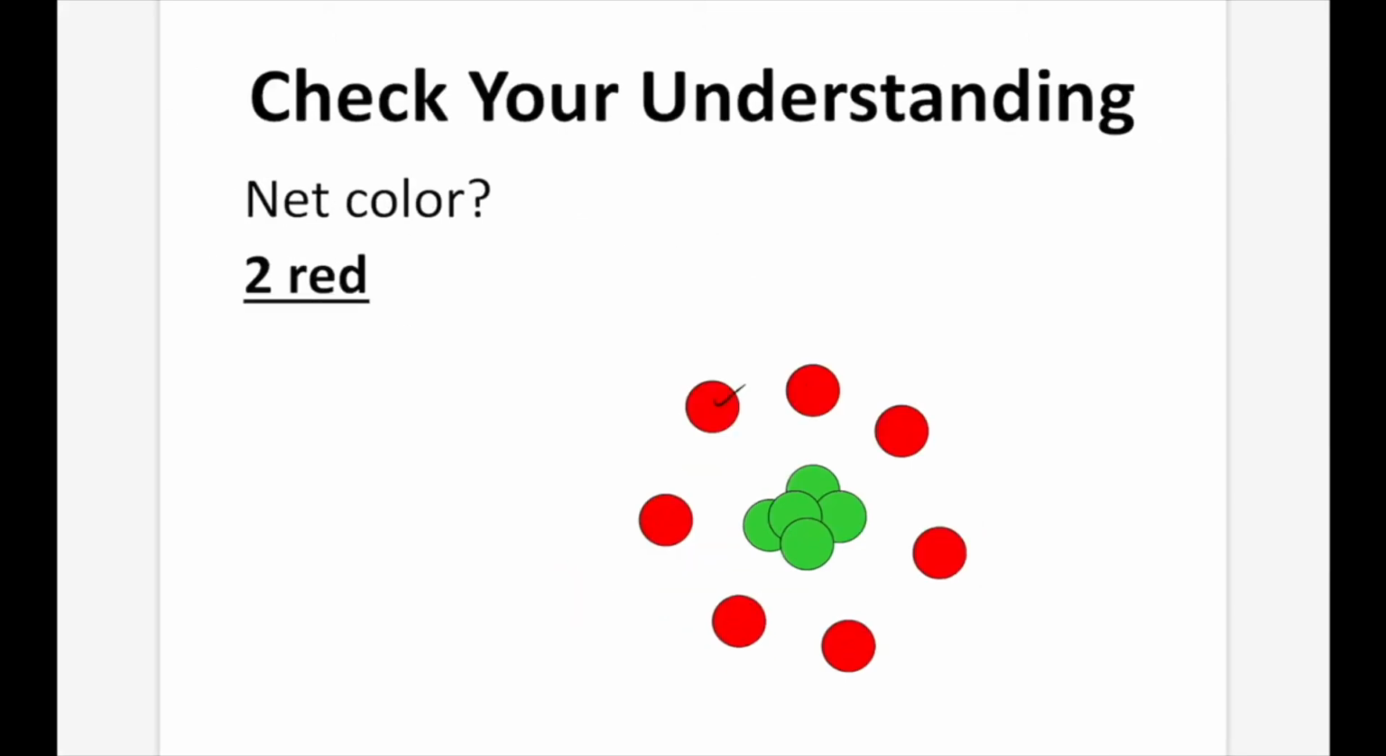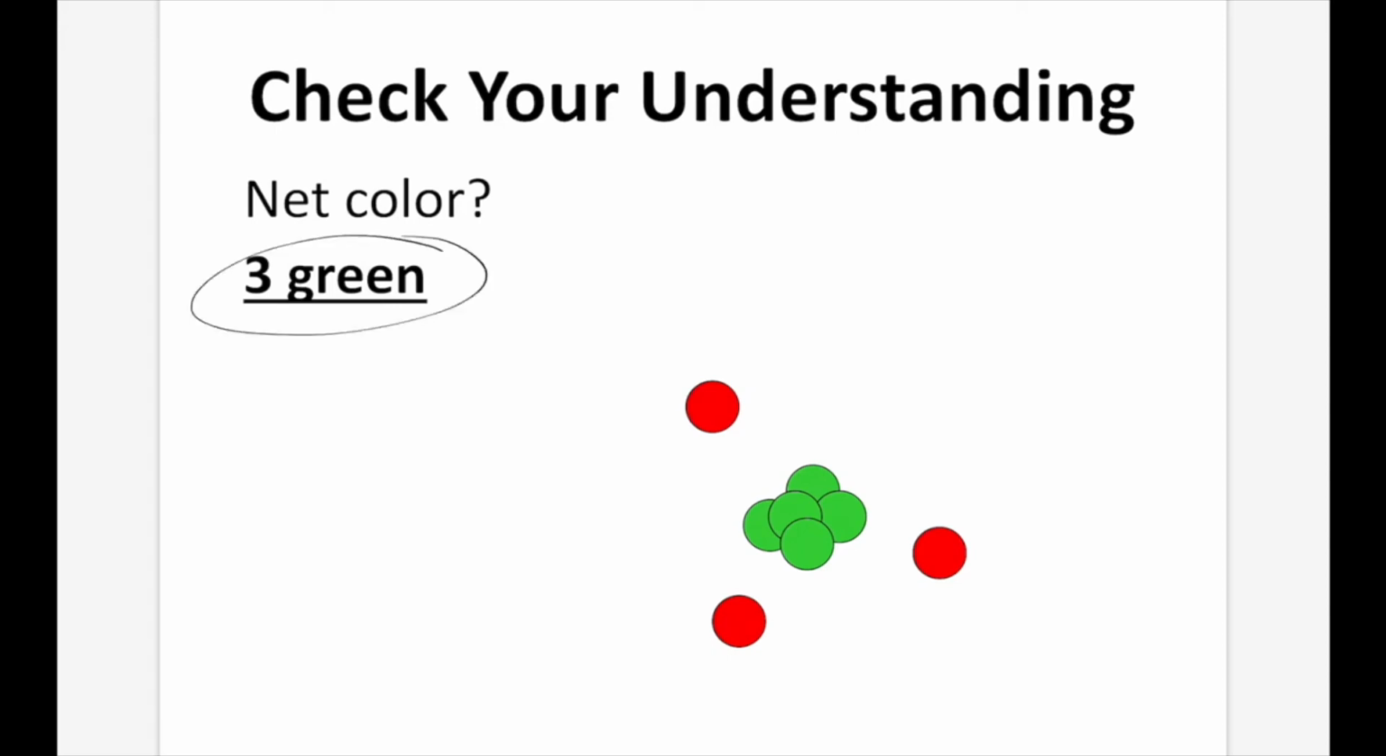Now in this case, we have 1, 2, 3, 4, 5, 6, 7 red, and we're going to have 5 green. So now we're going to have a net color of 2 red. Similar in this case. We took away 2 red, now our net color is 3 green. So what I hope you can take away from these examples is that when we take away or add different colors, we're going to get a net of the other color. And that's going to be very important when we're going to be talking about our ions.